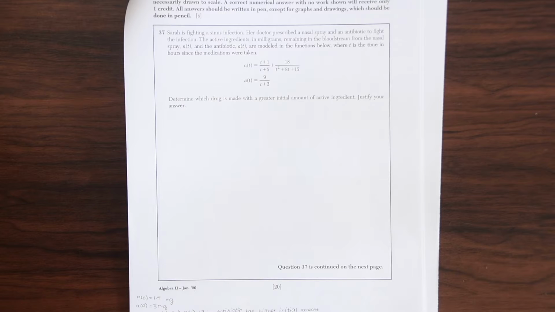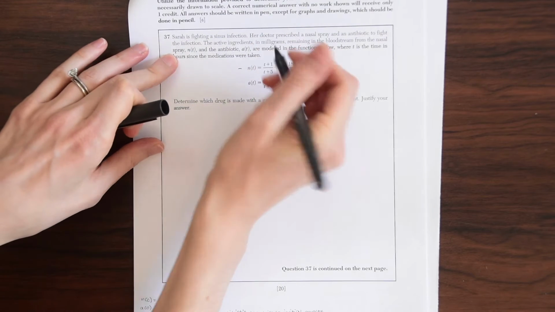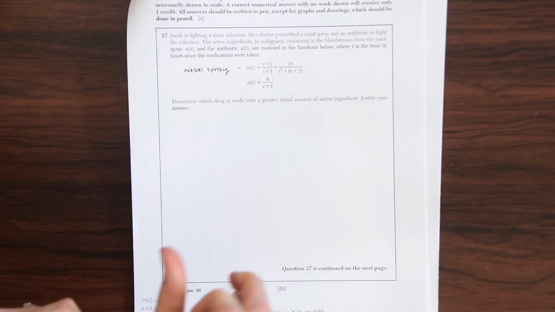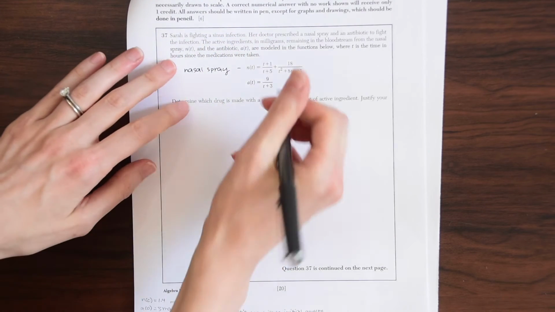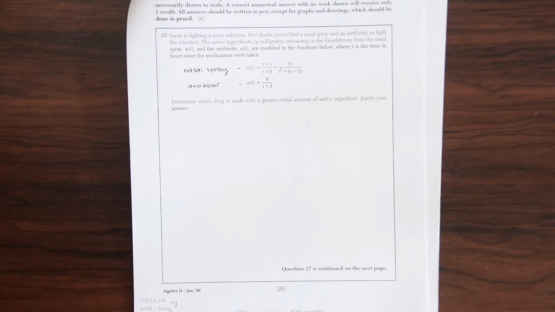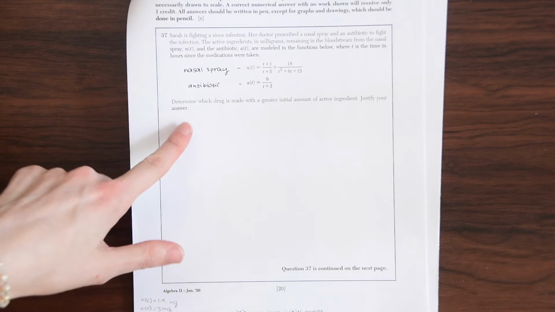Sarah is fighting a sinus infection. Her doctor prescribed a nasal spray and an antibiotic to fight the infection. The active ingredients in milligrams remaining in the bloodstream from the nasal spray, N of T, so we know that this is the nasal spray, and the antibiotic, A of T, so this is the antibiotic, are modeled in the functions below, where T is the time in hours since the medications were taken. And now we have our question in here.